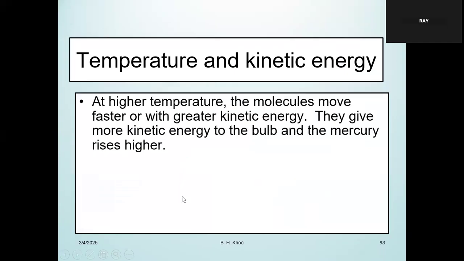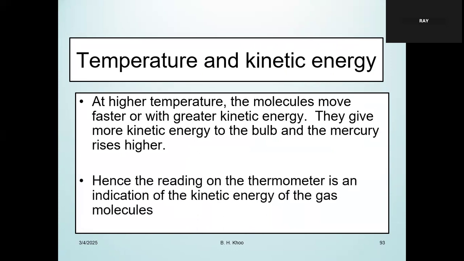At higher temperature, the molecules move faster with greater kinetic energy. They give more kinetic energy to the bulb and the mercury rises higher. Hence, the reading of the thermometer is an indication of the kinetic energy of the gas molecule.